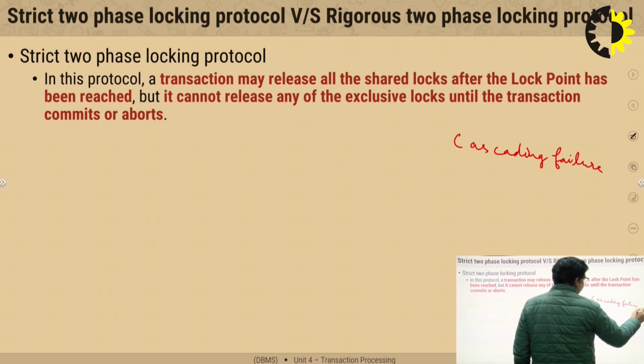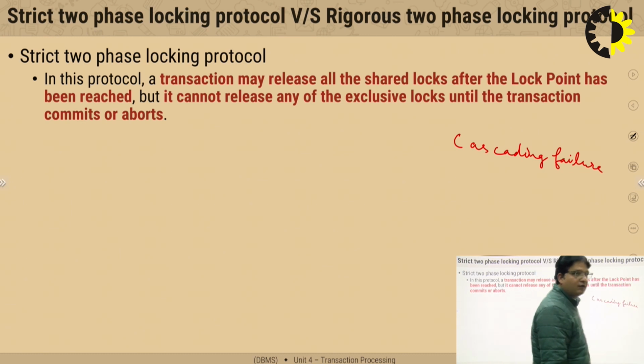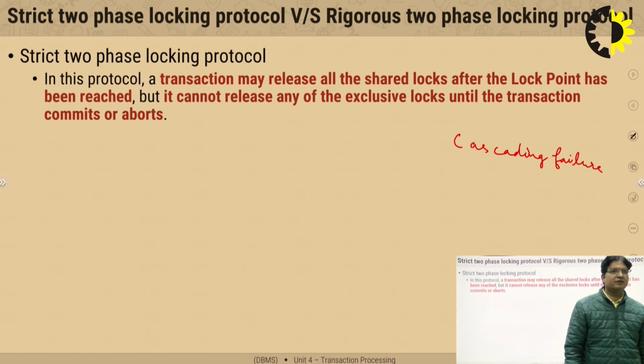So in order to avoid the cascading failure, we have this implementation, strict as well as rigorous. So we will be releasing shared locks, but we will not be releasing the exclusive lock until the transaction commits. The reason for releasing the shared lock is that shared locks do not alter or change the value of the data item. That is why it does not cause any difference. So we can release those shared locks.